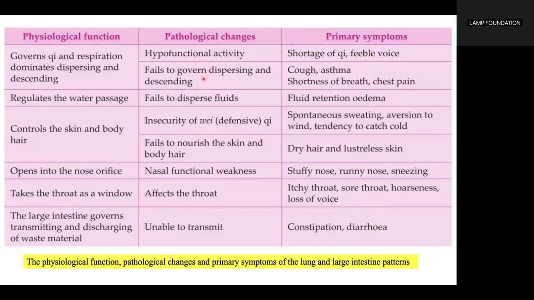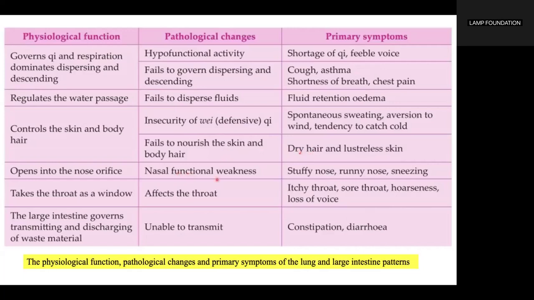If the lung fails to govern dispersing and descending, this will lead to cough, asthma, shortness of breath, and chest pain. If the lung is unable or fails to disperse fluids, there will be fluid retention, edema. Insecurity of defensive qi or wei qi will lead to spontaneous sweating, aversion to wind, the tendency to catch cold. Failure of the lung to nourish the skin and body hair will result in dry hair and lusterless skin.